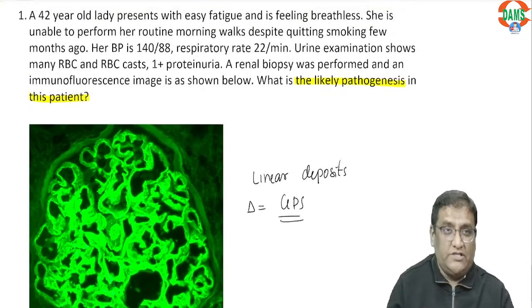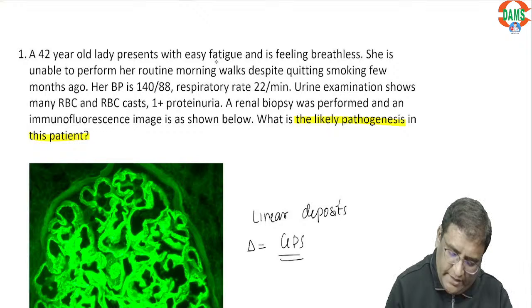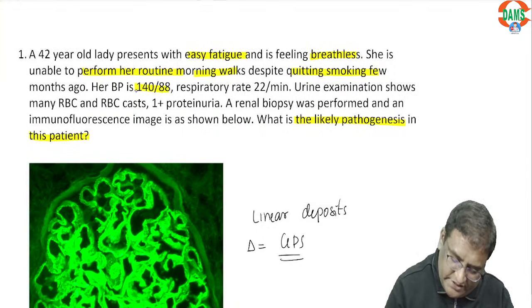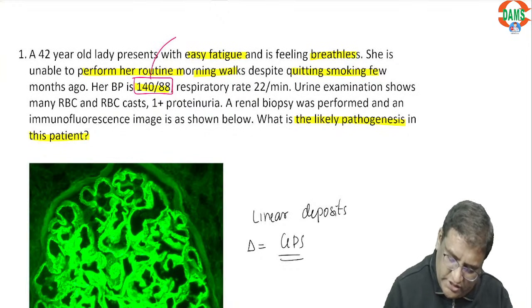Anyway, so let me just look at the question. A 42-year-old lady presents with easy fatigue and breathlessness. She is unable to perform routine morning walks despite quitting smoking. BP 140/88. Look at this. Hypertension is there. Respiratory rate.